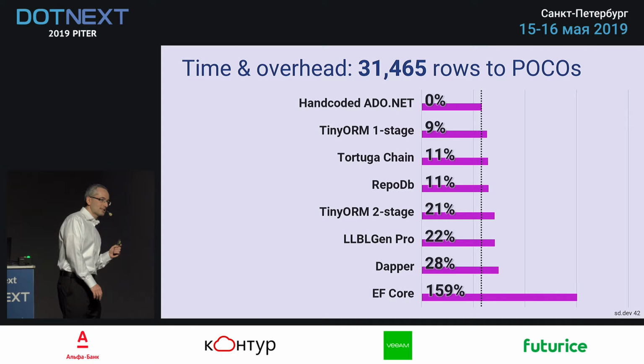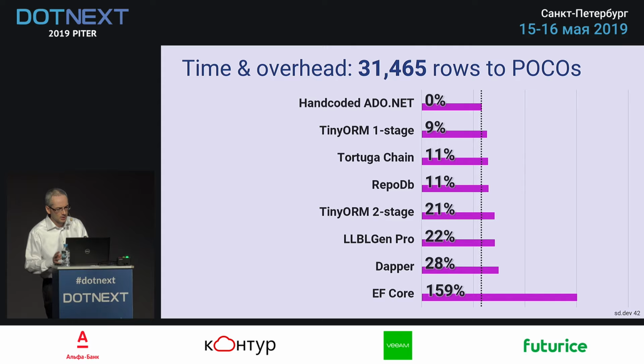So let's look at the first benchmark. The first benchmark that I'm showing you right now is a timing benchmark that fetches over 30,000 rows from the database.